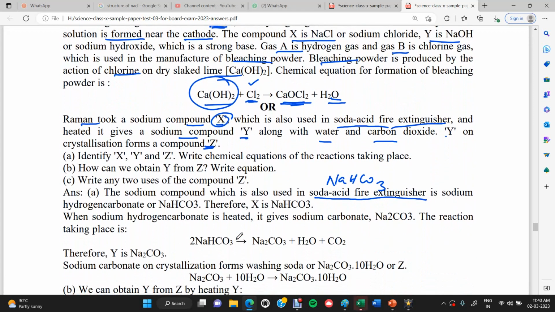When the sodium hydrogen carbonate is heated, it gives sodium carbonate, water, and carbon dioxide. It gives a sodium compound Y along with water and carbon dioxide. So Y is sodium carbonate. And Y on crystallization forms washing soda, sodium carbonate decahydrate, Na2CO3.10H2O.